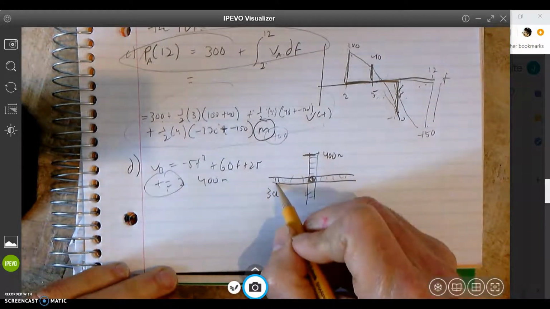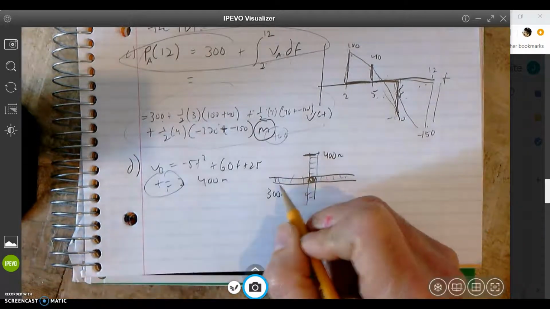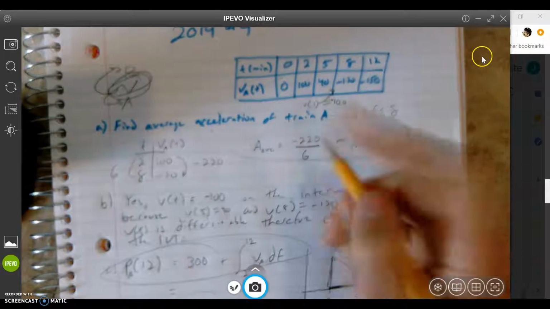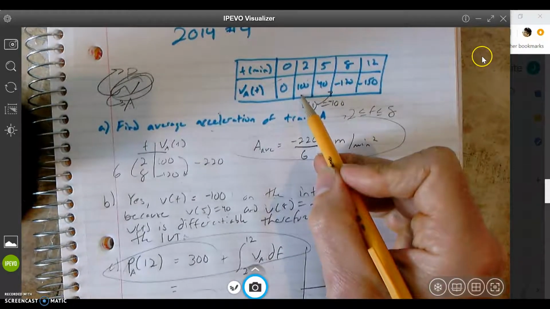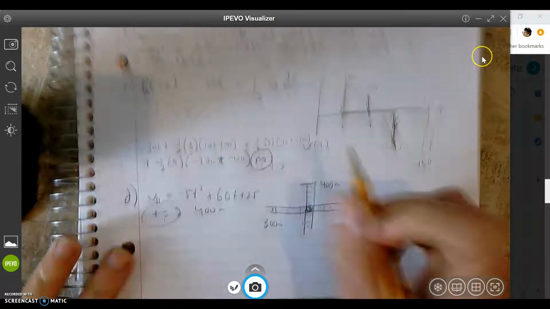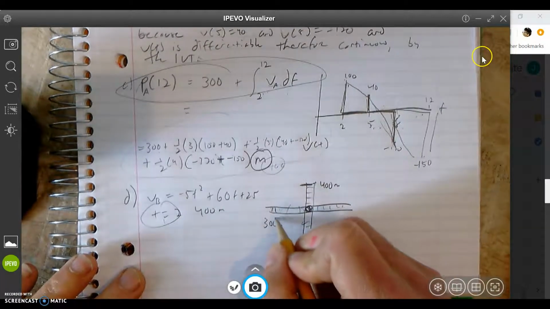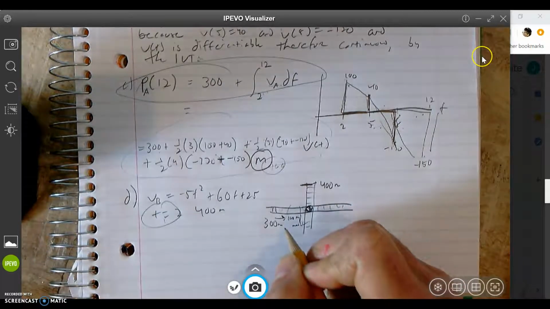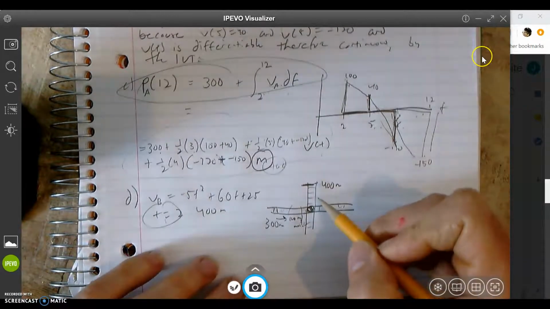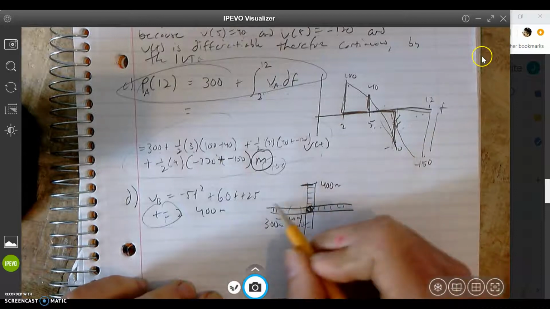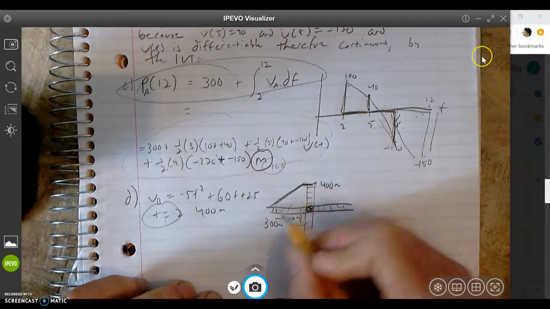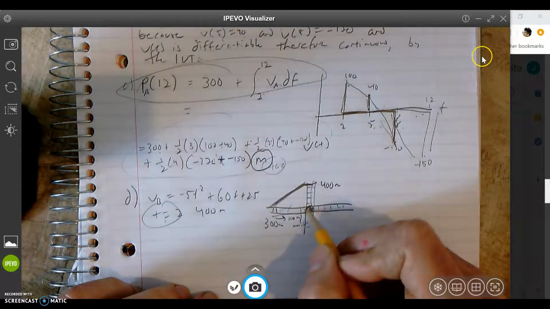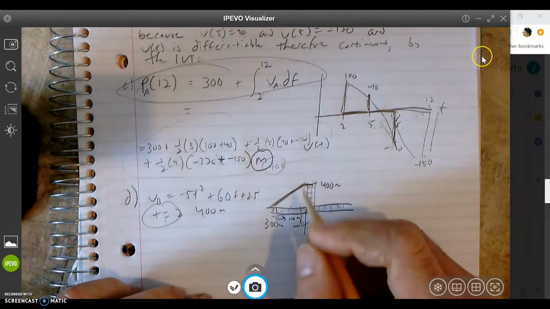And at time t equals 2, the velocity of train A, I can just get off this little chart right here, is 100. And so it's going east to west, so it's going 100 meters per minute this way. Now, I need to know what this rate of change is. Ooh, this looks like a right triangle, don't it?